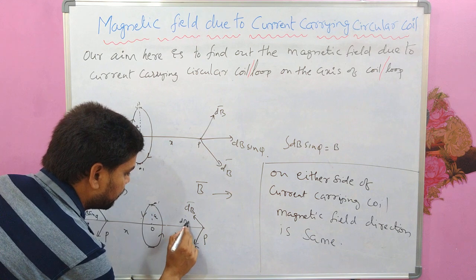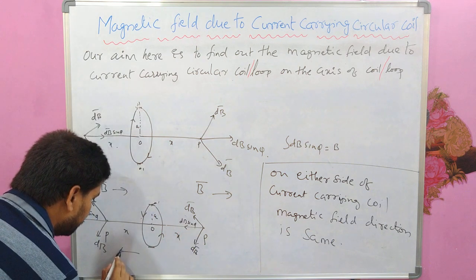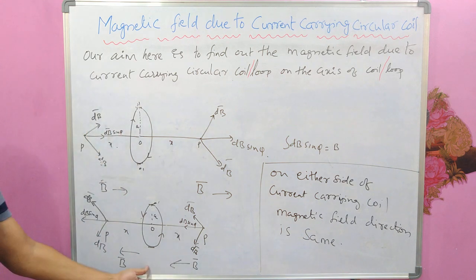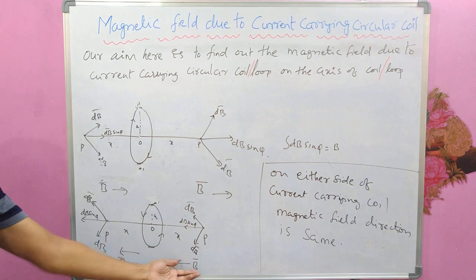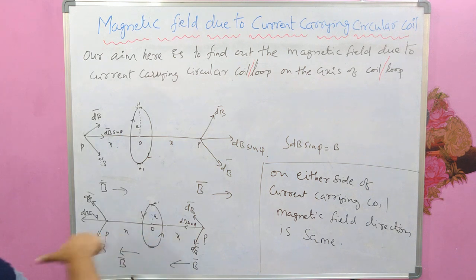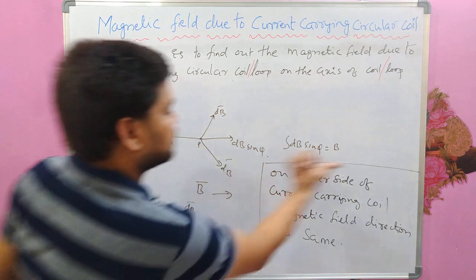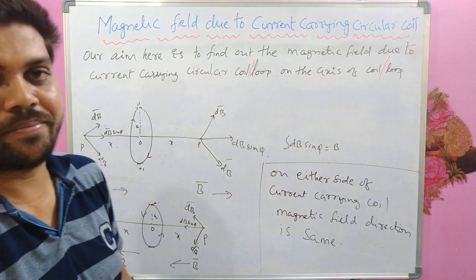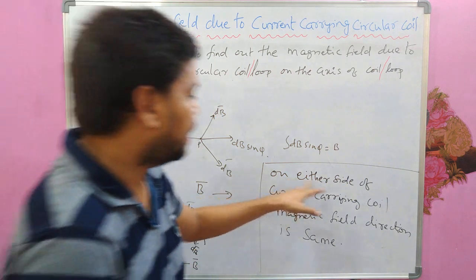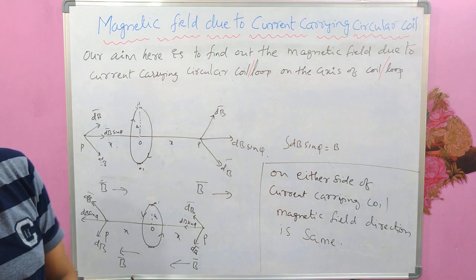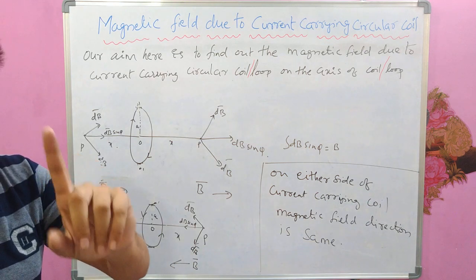This is dB sin pi, which means the B here is here and B here is in this way. Now what did you observe? The magnetic field present on either side of this current carrying coil is in the same direction. For this current flow it is in this direction, but on either side it is the same. On either side of the current carrying coil, the magnetic field direction is the same. You have to remember this.